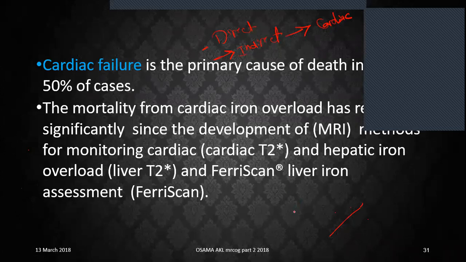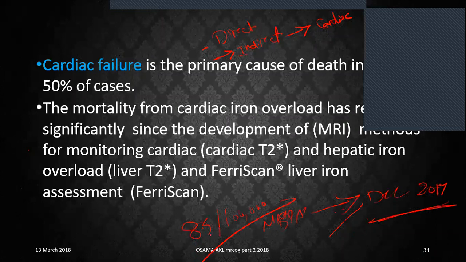You know the last maternal mortality report, the MBRRACE report? It was published December 2017. The maternal mortality rate was 8.5 per 100,000. Of these 8.5 mortalities, 2 of them are cardiac diseases. So cardiac disease is the commonest cause of death. So if I ask you, what is the commonest cause of maternal mortality in UK? It's due to cardiac disease.